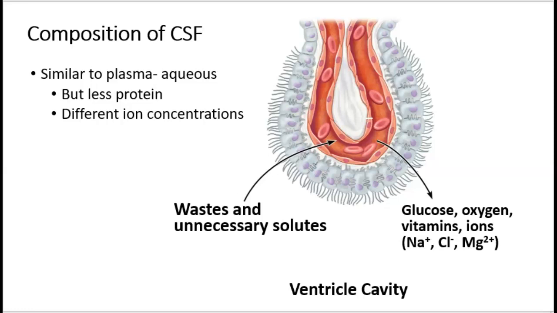What does get filtered across has a similar composition to plasma, that is mainly water-based, but much less protein than plasma does, and a different concentration of ions. So glucose leaves the blood and enters the CSF, oxygen does, some vitamins, and some ions will enter the ventricle cavity. While at the same time the ependymal cells will pump wastes and any unnecessary or harmful solutes out of the ventricle and hopefully into the capillaries.